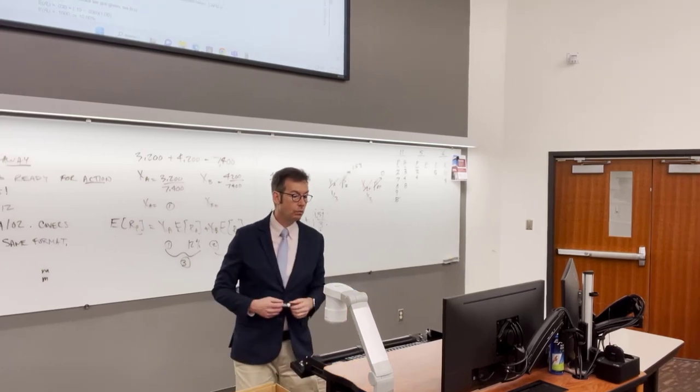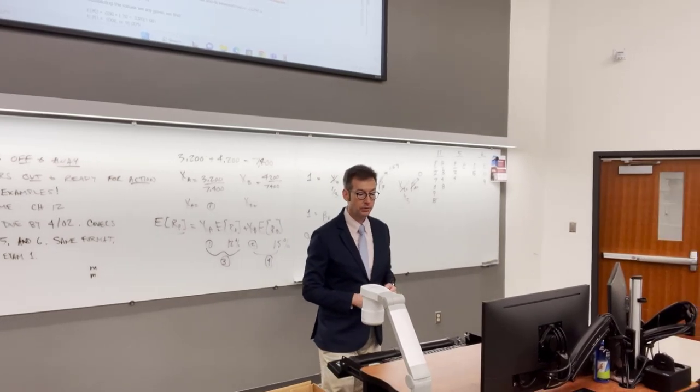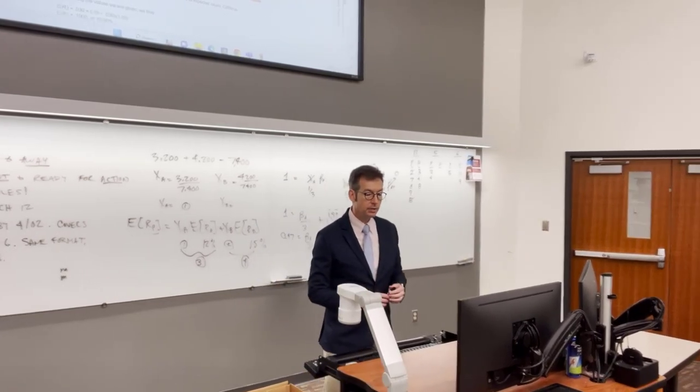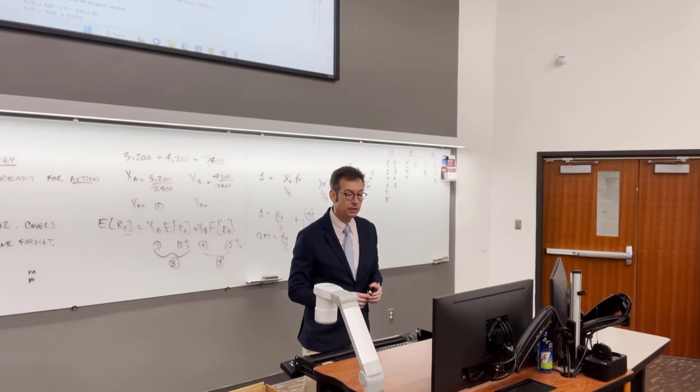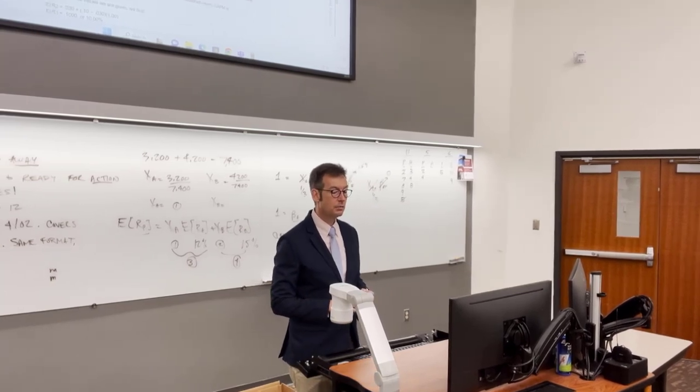A stock has a beta of 1. The expected return on the market is 10%. The risk-free rate is 3%. What must the expected return on this stock be?